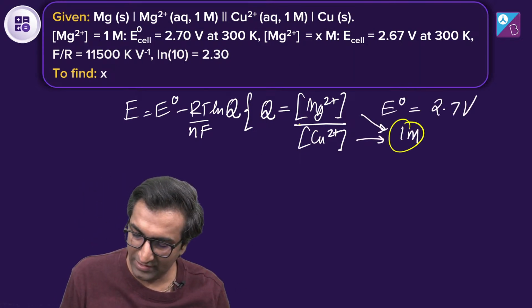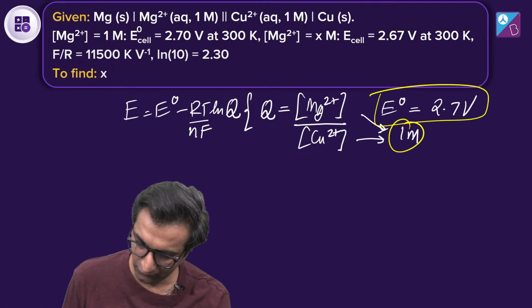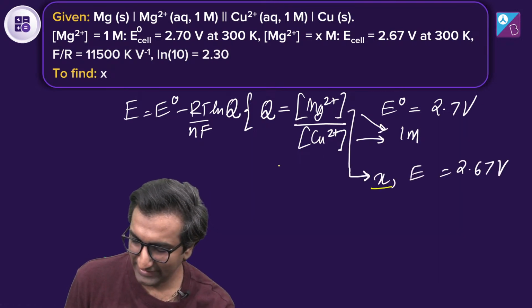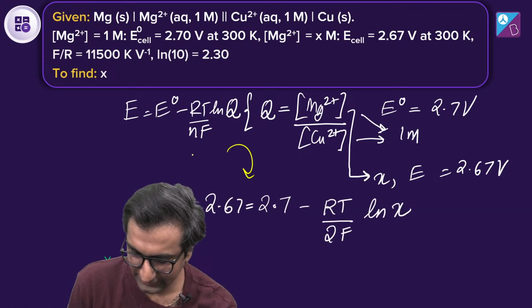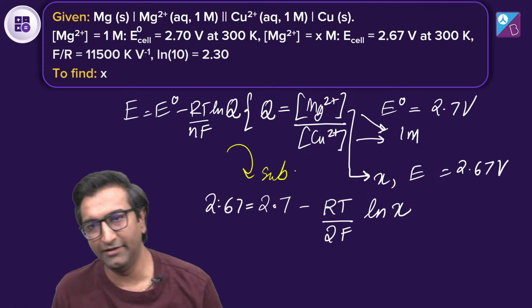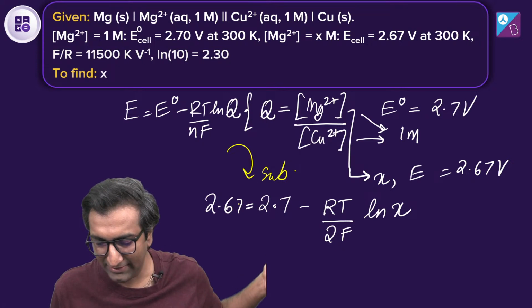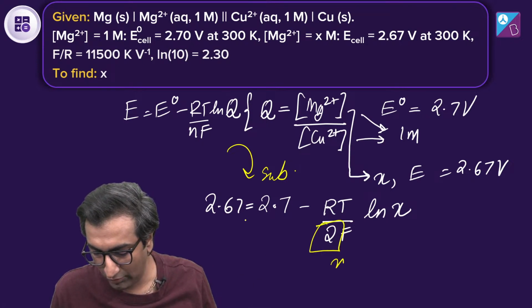If I put both of them to be 1 molar, then E naught is 2.7 volts. Now, if Mg2 plus changes to X, then E is 2.67 volts. So now I'll substitute. Literally just substitute करो. Substitute करने के बाद RT by F आता है. Remember to put N equal to 2 over here.